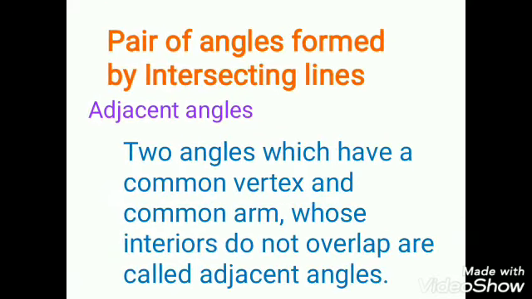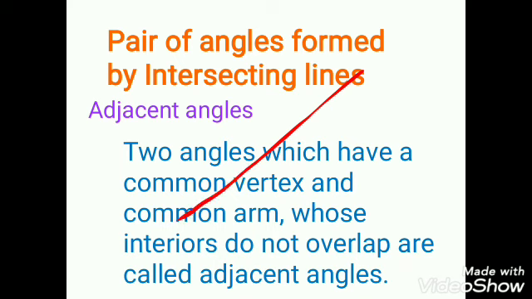Okay, listen. Pair of angles formed by intersecting lines. What is meant by intersecting lines? Already you know that two lines cross. That is intersecting lines. Okay. So now you see adjacent angle. Two angles which have a common vertex and common arms whose interior do not overlap are called adjacent angles.